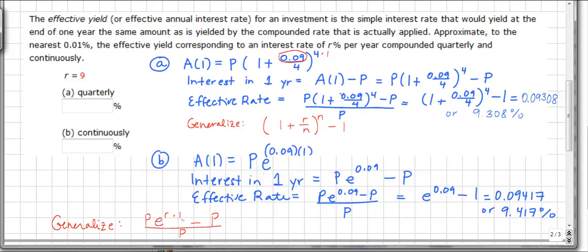So again, the interest, the amount you have in 1 year minus the principal, and then the effective rate, the interest divided by the principal, leaves you with the formula e to the r minus 1. So if you prefer a formula approach, you can memorize these. Otherwise, you can simply recalculate each time. Interest earned in 1 year divided by the principal.